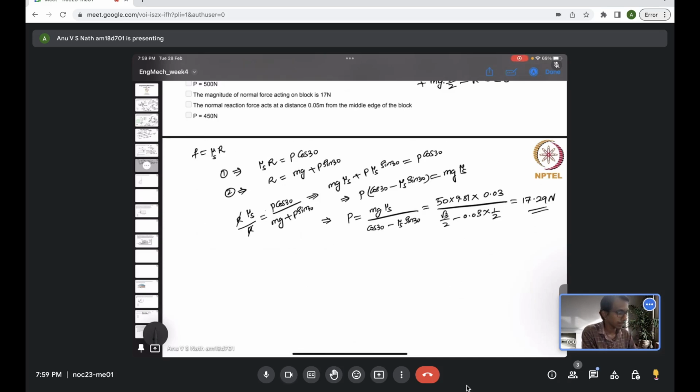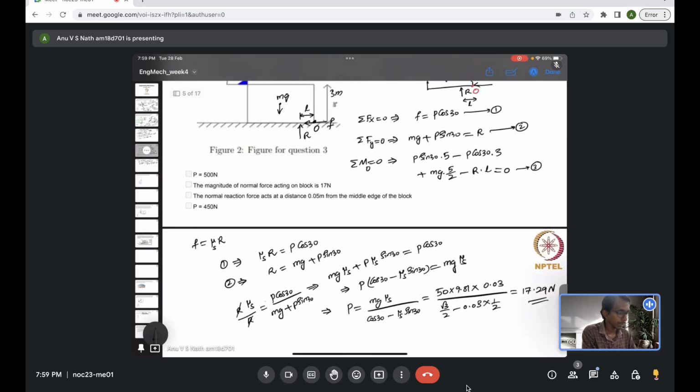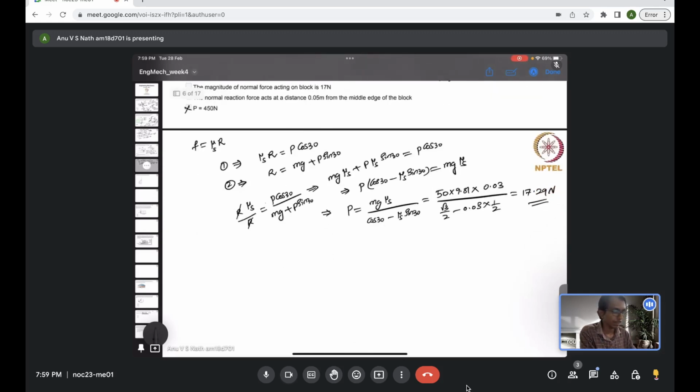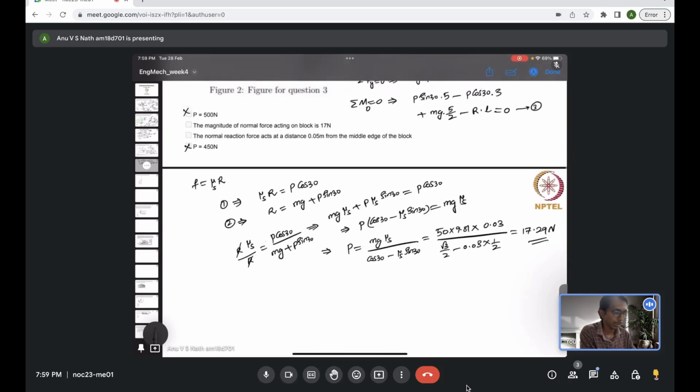Now if you go back to the options, you can see option A says P should be 500 Newton, option D says 450 Newton, and whatever we got is 17 Newton only. So we clearly can say that option A and D are wrong. Now continue. We have to evaluate option B: the magnitude of the normal force acting is 17 Newton. So we have to verify whether it is correct or not.